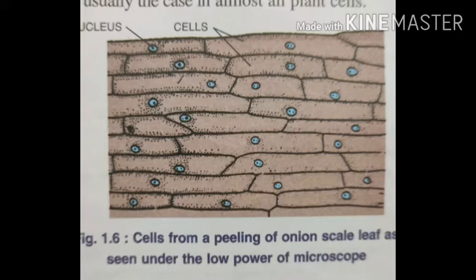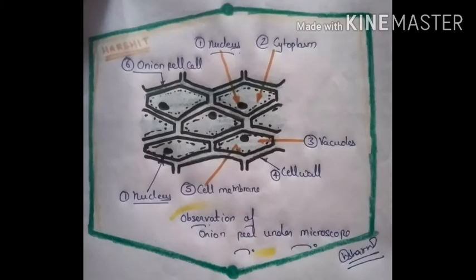so we can prepare another slide of cheek cells. And from the Rhoeo discolor plant, we can remove some peels of the leaf and prepare a temporary slide of this. Now we have to observe all these slides one by one. Suppose the first slide we have prepared is of the onion scale peel.